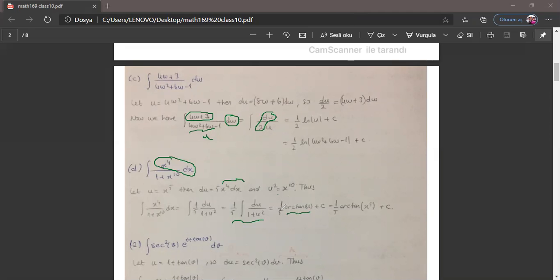So what do we have? We have 1 over 5 arctangent u plus c. But remember, we need to find something in terms of x. So here, inside of the arctangent, we have x to the 5.